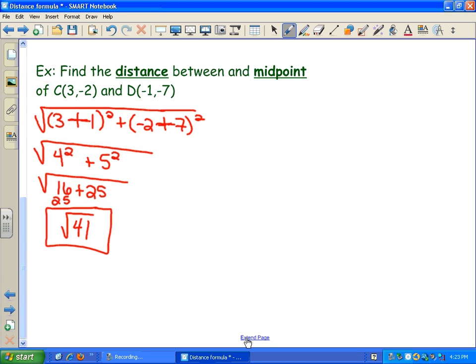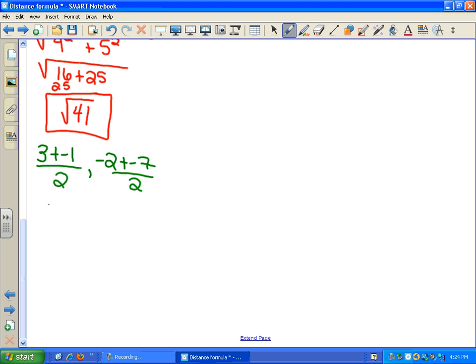Let's go ahead and now find the midpoint. So if I'm going to find the midpoint, I'm going to take my x's, which are 3 plus a negative 1, divide by 2. And then I'm going to take negative 2 plus a negative 7 and divide by 2. Well, 3 plus negative 1 is 2 over 2. And negative 2 plus negative 7 is negative 9 over 2. And that simplifies to 1 and negative 9 halves. So there's my distance, and there's the midpoint.